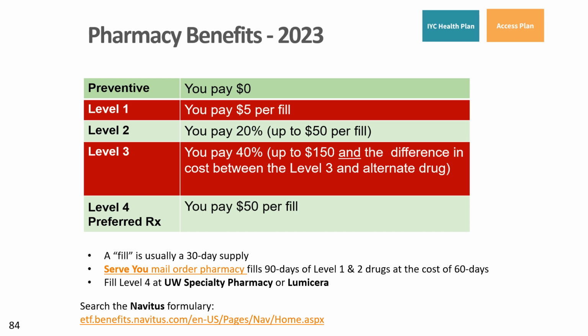Level 2s, you pay 20% of the cost of the prescription, although not more than $50. Level 3s, you pay 40% of the cost of the prescription, up to $150, and you also pay the difference in cost between the level 3 and an alternate, less expensive drug if available. And level 4s, the specialty drugs, you pay $50 per fill. Again, learn more about your pharmacy benefits through the Navitus website.